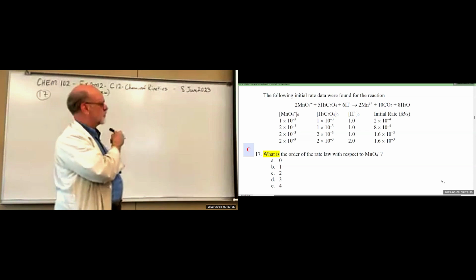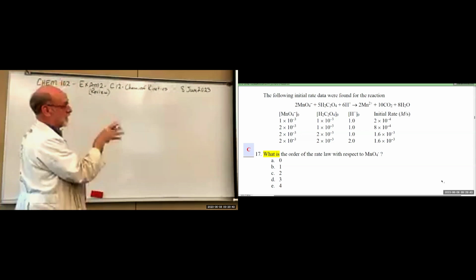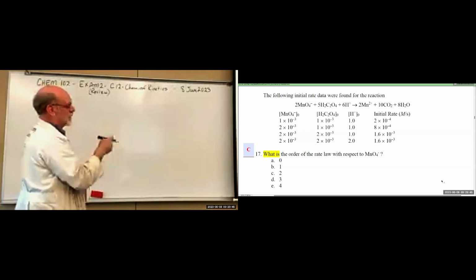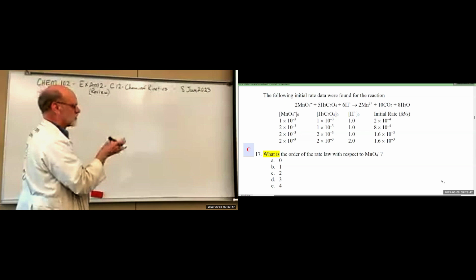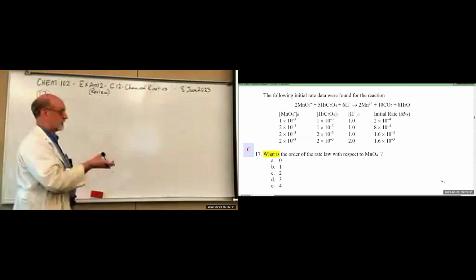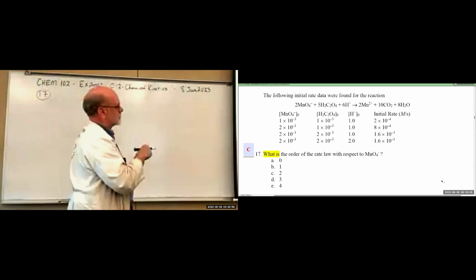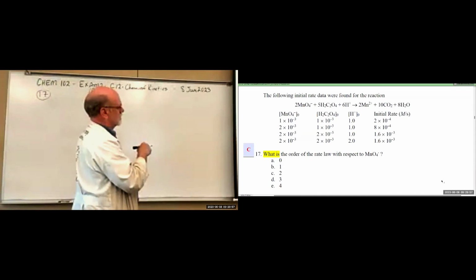It has the oxalate plus the manganate plus hydrogen ions yields manganese 2 plus, carbon dioxide plus water. Okay, what's the question? What's the order of the rate law with respect to MnO4? So we only have to do one determination, just to find the order of MnO4. All right, so which one of those? We use different values. I don't know. Let's take it as it is.